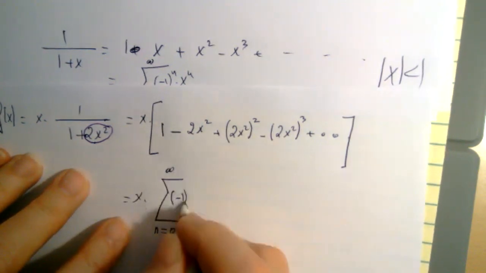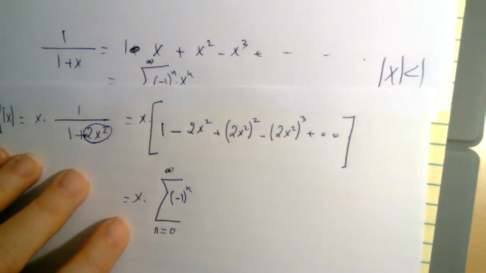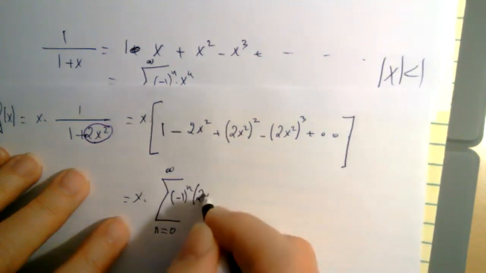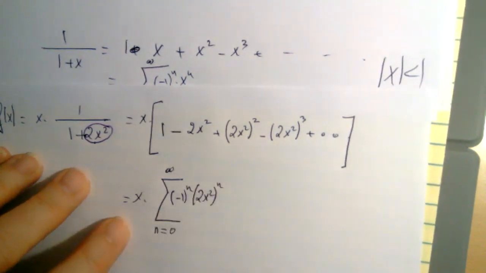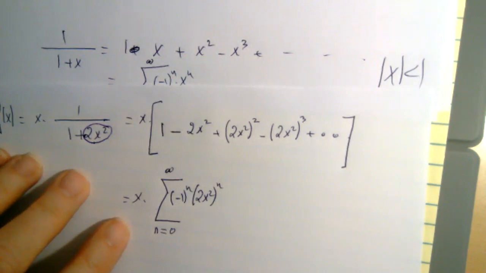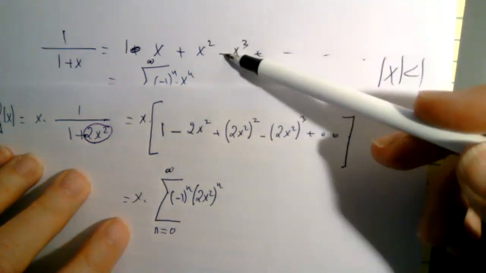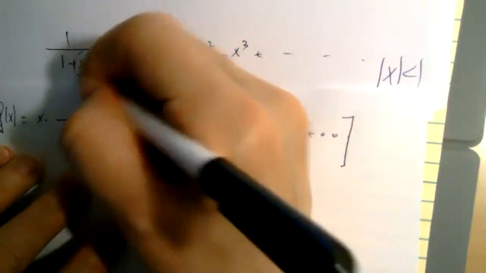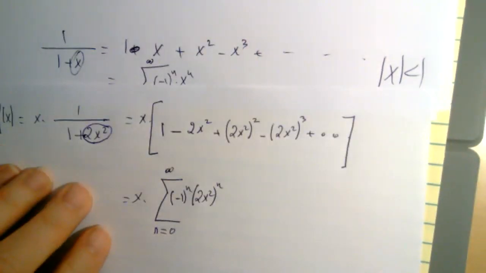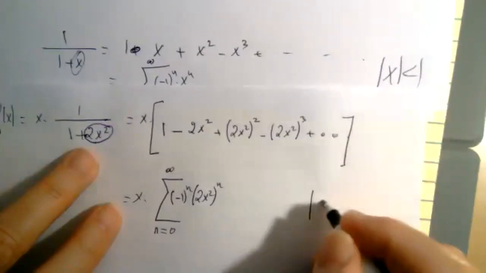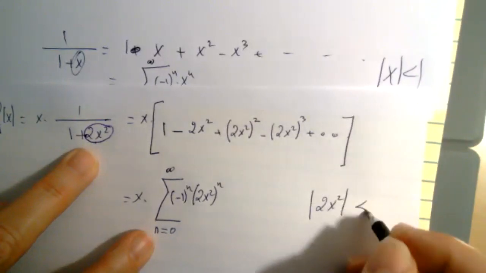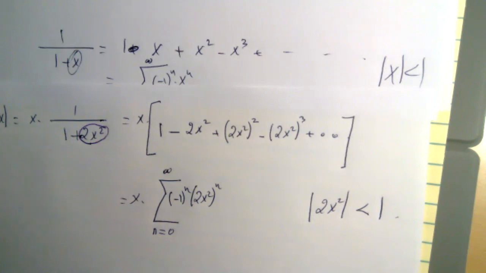and it's -1 to the n. And instead of x, we have 2x squared to the n. The domain. This one works if this term in absolute value is less than 1. Now I'm going to make everything look nicer and I will be done. So let's make everything look better.